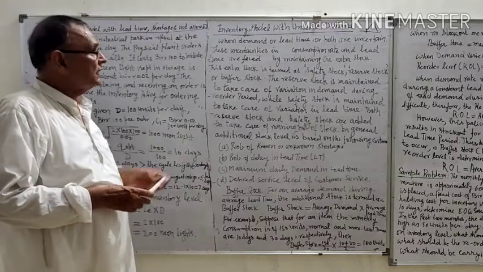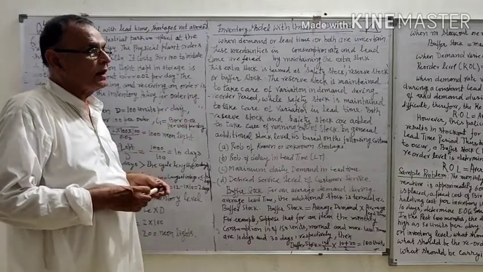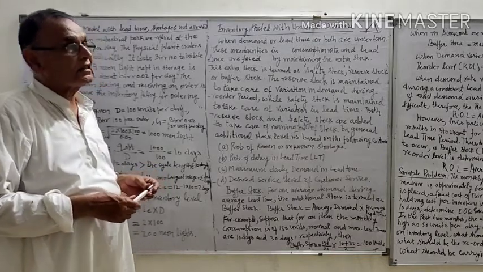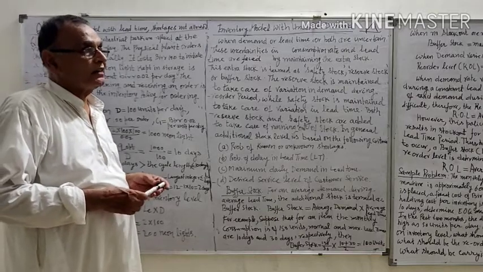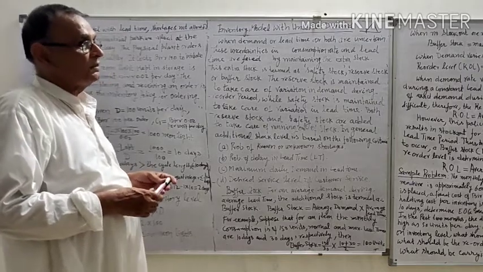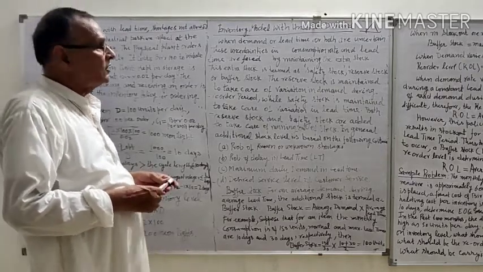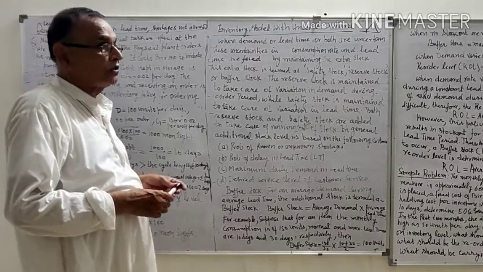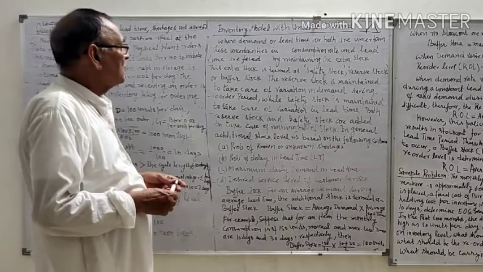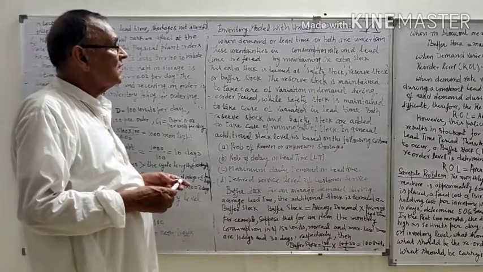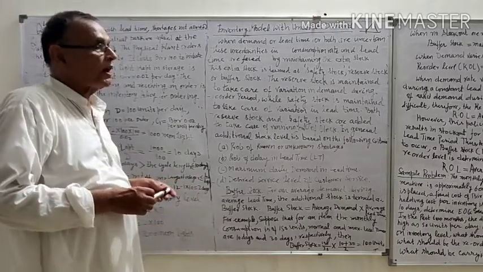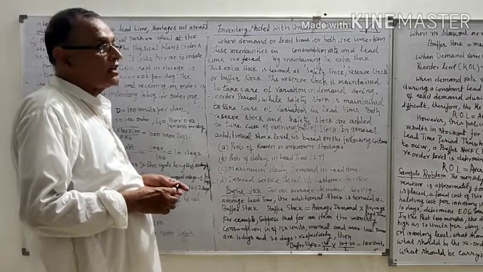So now I am discussing the inventory model with uncertain demand. Demand is not certain; demand is changing. Sometimes demand and lead time are both uncertain. These uncertainties in consumption and lead time are handled by maintaining extra stock.